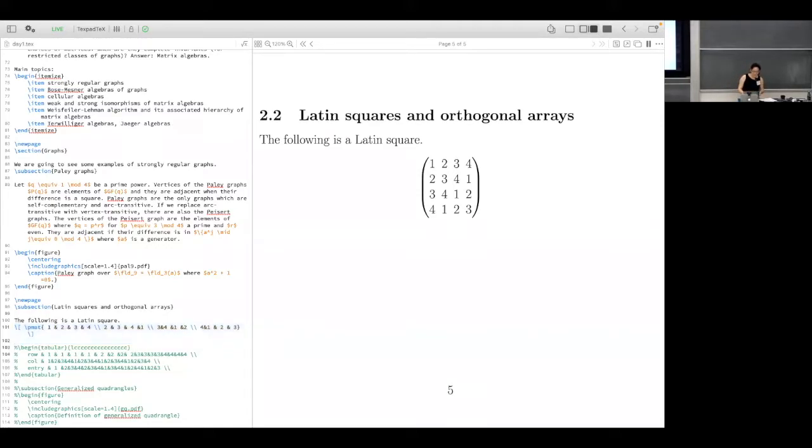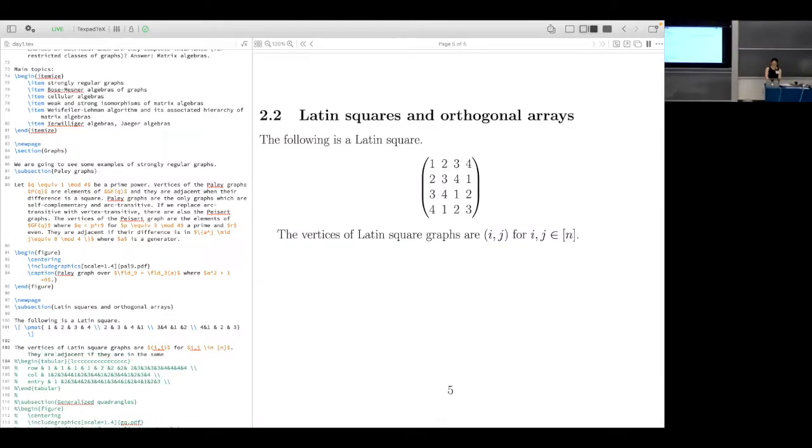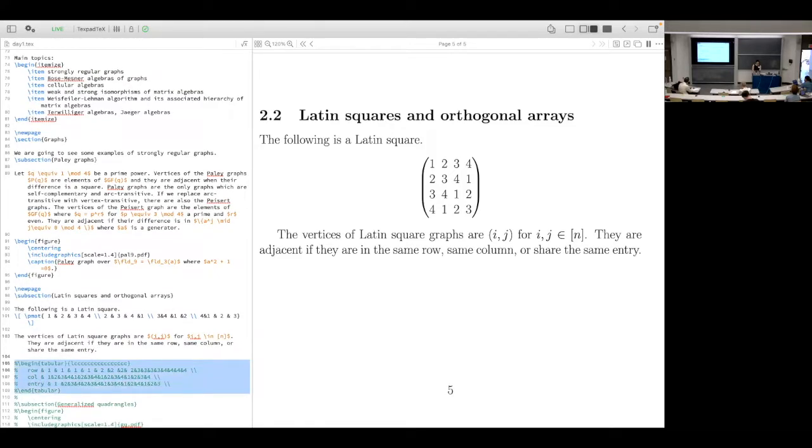So how do I get a graph from this? The vertices of the Latin square graph are the locations in the Latin square. So they're going to be (i, j) for i and j from 1 to n, and they're adjacent if they're in the same row, same column, or share the same entry. The advantage of doing a board talk on your computer is you can pre-LaTeX things, because I didn't want to make this table live.